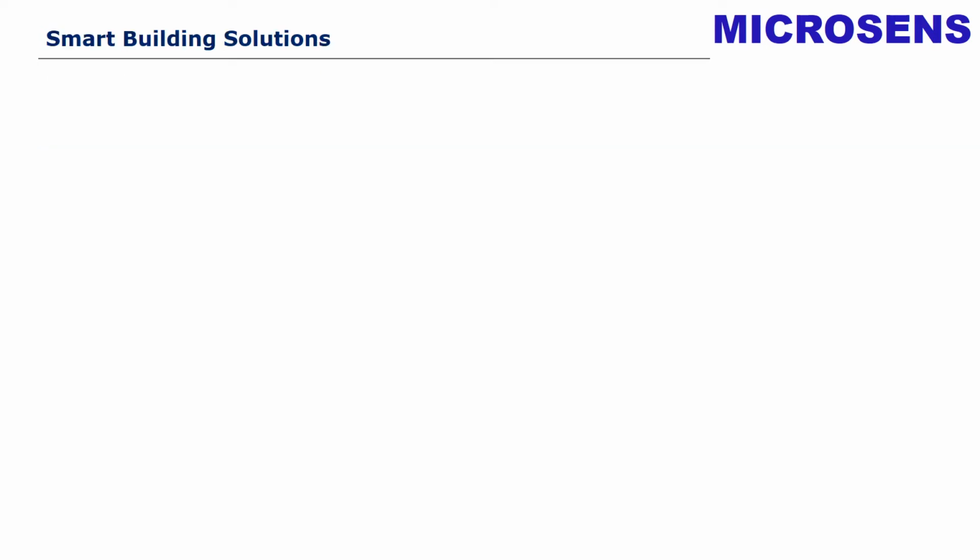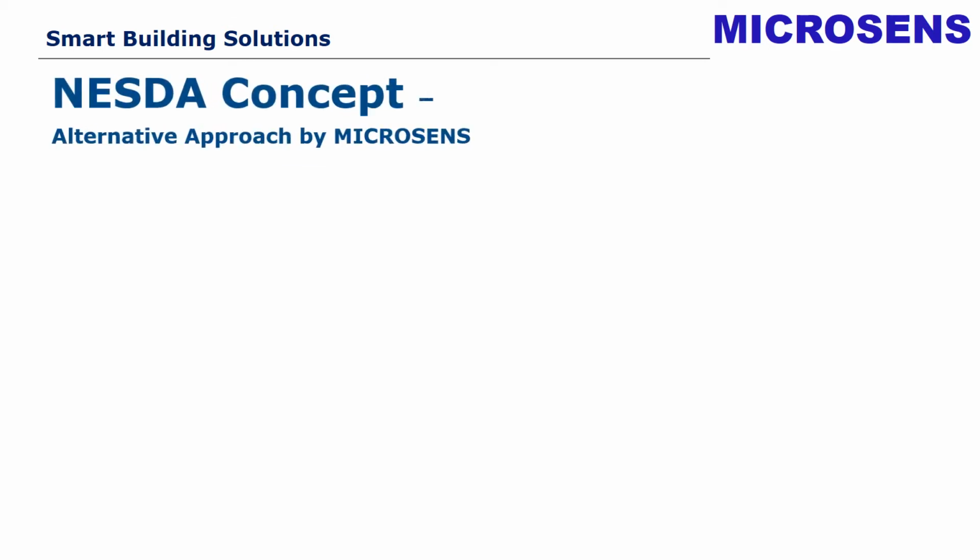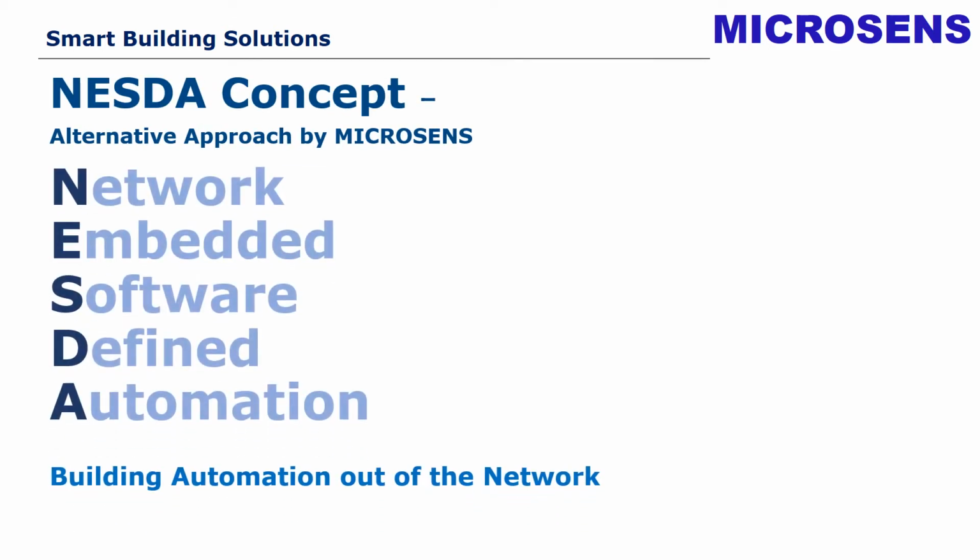Facing all of these facts, and keeping in mind that Microsens is a manufacturer of structured network infrastructure components, we started to develop a real alternative approach for building automation based on network and IT standards. And the result is this. We call it NESDA. NESDA stands for Network Embedded Software Defined Automation, and is a new approach for doing automation out of the network.